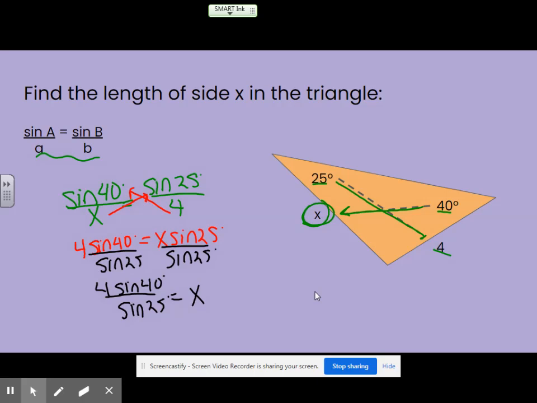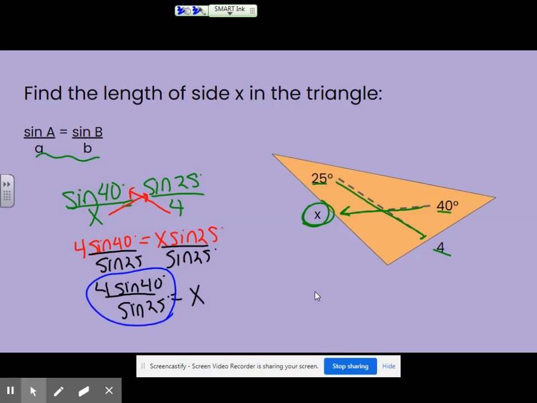This is the time in which, if you haven't already, get your calculator out, and make sure that it's in degree mode. If you'll notice, I'm using degrees, and I will exclusively be using degrees for this section and the next section. And if you have it in radians, you're just going to get messed up.